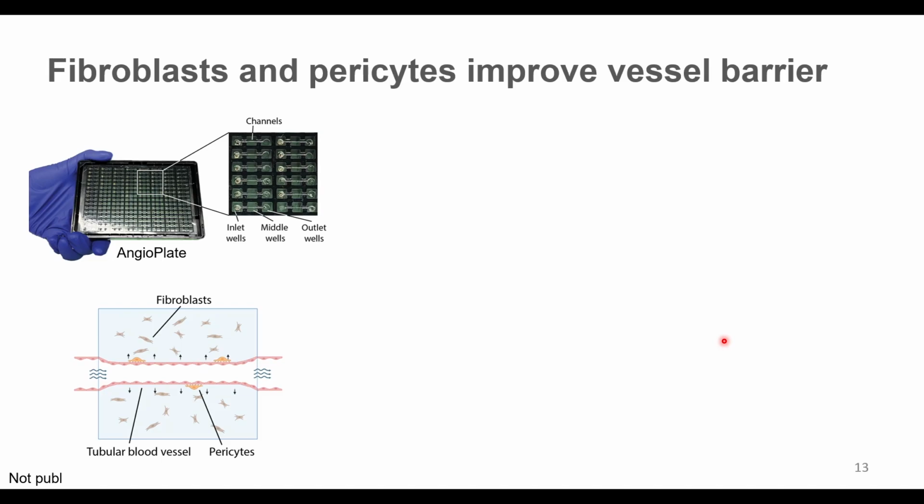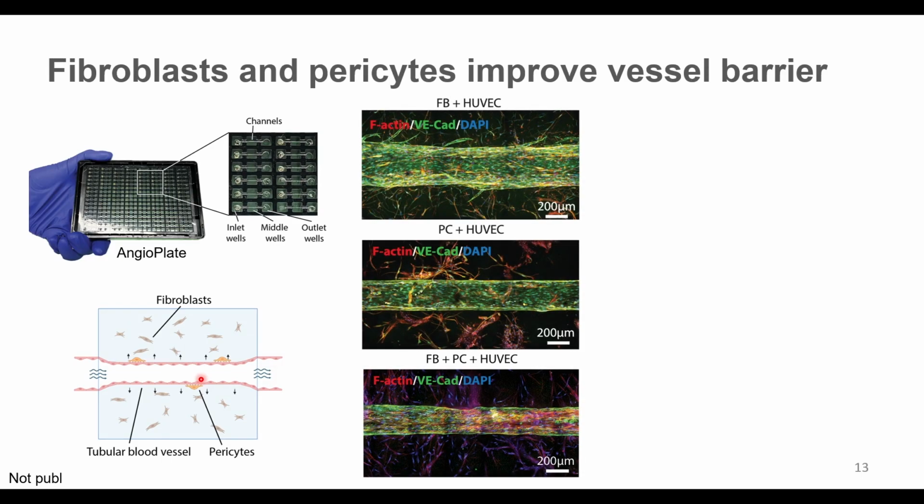And to do this, we use this AngioPlate that contains a patterned sacrificial material inside the well, and then we can create these microchannels inside the hydrogel. We can populate that channel with endothelial cells and surround that vessel with different stromal cells, so you get this tubular vessel.